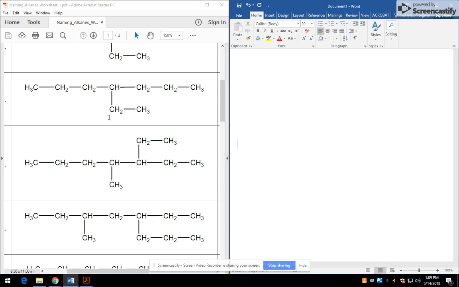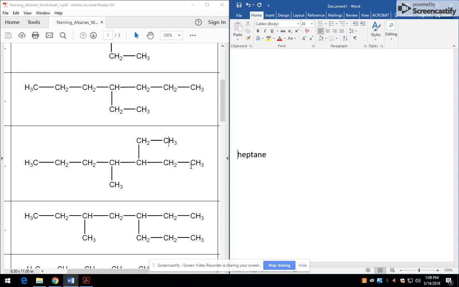Okay, number 4. Longest straight chain. Here we go. 1, 2, 3, 4, 5. Nope. 1, 2, 3, 4, 5, 6, 7. 1, 2, 3, 4, 5. Nope. 1, 2, 3, 4, 5, 6, 7. So it's 7. So if it's 7 straight, I'm just going to go straight here, and that's 7. So the end of the name is going to be heptane. Now, I have 2 branches. I have a methyl branch here, an ethyl branch here. See it? A 1-carbon branch, that's methyl, and a 2-carbon branch, that's ethyl.